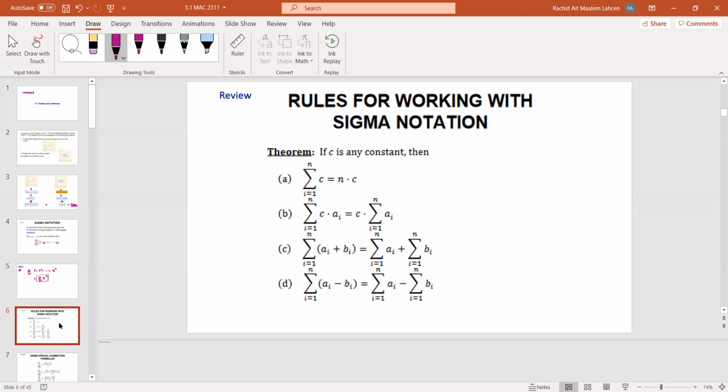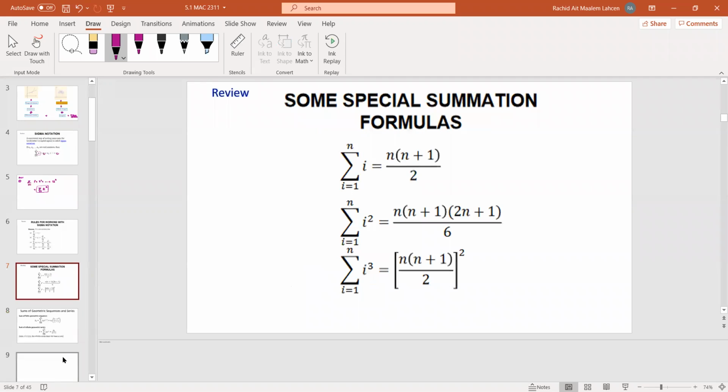At the same time, some other review: if c is any constant, then if you have a summation of c, it just means c plus c plus c that many times, and so it's n times c. If you have c times a_i, the summation will use the multiple that way. If you have a summation for a sum, it's going to be the sum of the summations, and same thing for a difference.